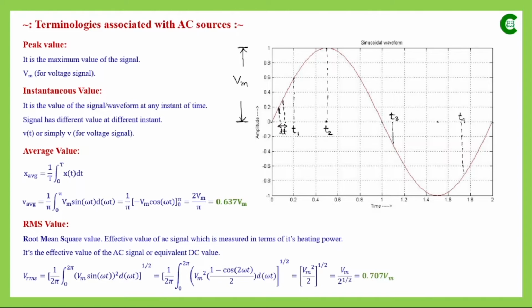Since this was taken as a voltage signal, the instantaneous value is represented by a small letter, and since it is a function of time, it varies with time, so v is a function of t. Since this is a sinusoidal signal, it will be represented as Vm sine omega t, where Vm is the peak value that we have already seen, and omega t is basically theta, the angular measurement.